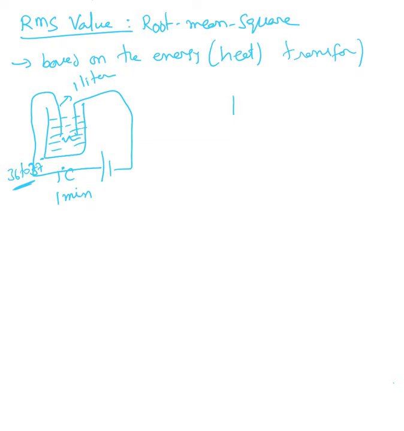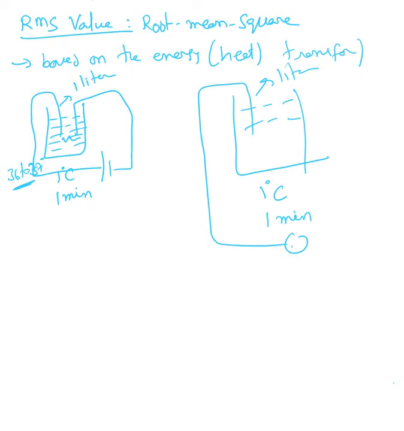Now when we connect the same 1 liter of water and increase the temperature by 1 degree centigrade in 1 minute, the amount of AC current or AC voltage needed is called the equivalent amount of AC voltage or AC current needed to change this temperature in the same amount of time, and it is called the RMS value. So the RMS value is based on the heat or energy transfer.